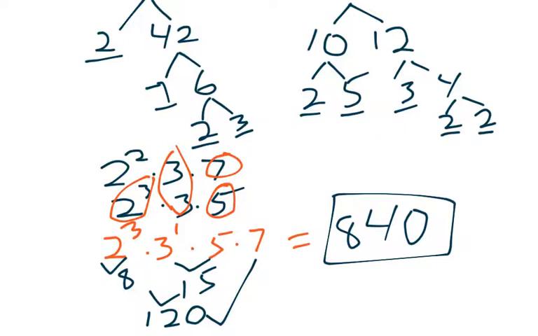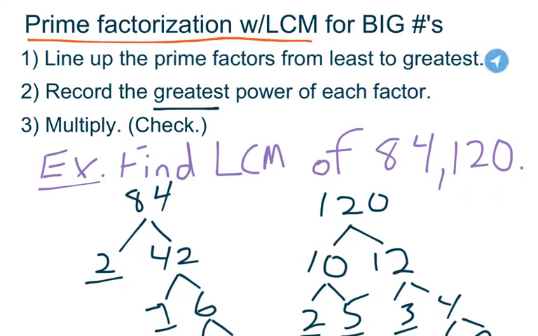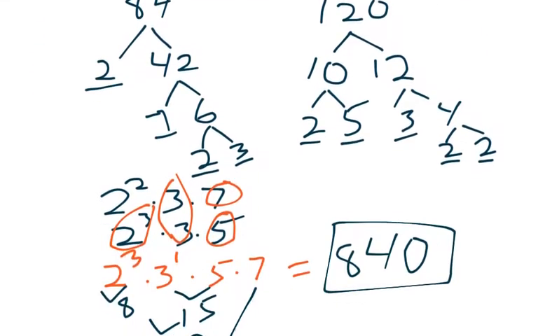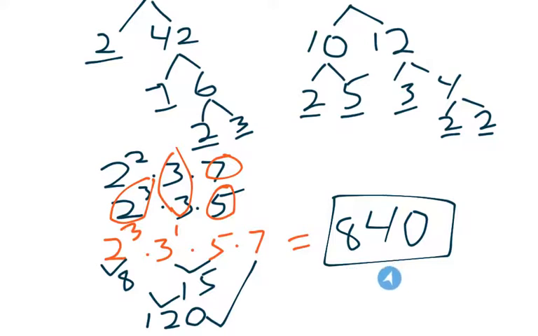So again, it's just as simple as lining up the prime factors from least to greatest, recording the greatest power of each factor, and even if only one of them has a 5 or only one of them has a 3, you still write that number down, and then you multiply it, and then check it to make sure it makes sense. So I know the multiples of 120 are like 240, 360, and I know they're not going to match up with 84 for a while, so that's a really big number. It makes sense to me that it's 840, because I can't think of a small number that would match up.